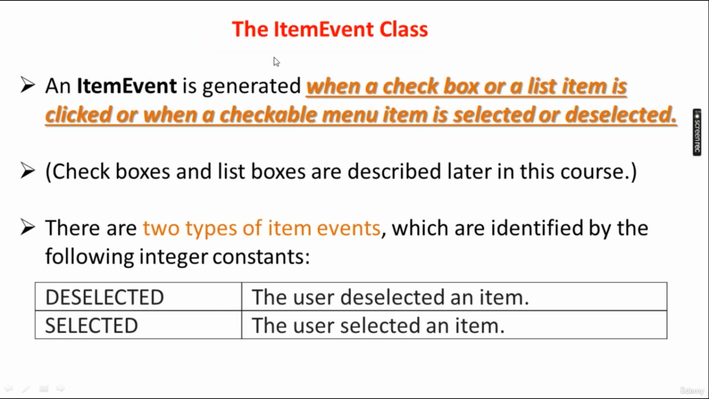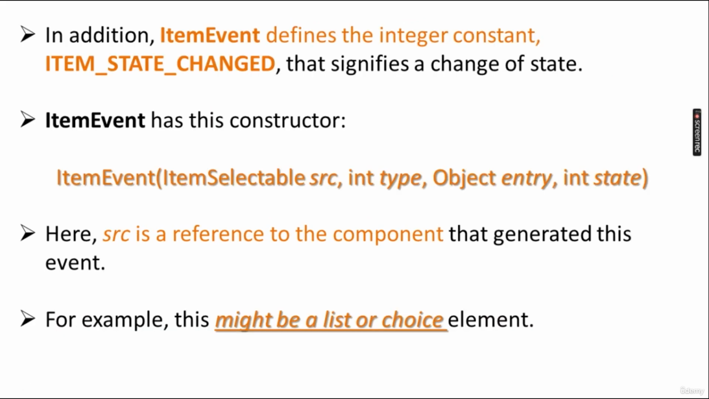Then the ItemEvent class. An ItemEvent is generated when a checkbox or list item is clicked, or when a checkable menu item is selected or deselected. Checkboxes and list boxes we will see later. There are two types of item events: DESELECTED, where the user deselected an item, and SELECTED, where the user selected an item. ItemEvent defines the integer constant ITEM_STATE_CHANGED, signifying that a change of state has been encountered. The constructor is ItemEvent(ItemSelectable src, int type, Object entry, int state).